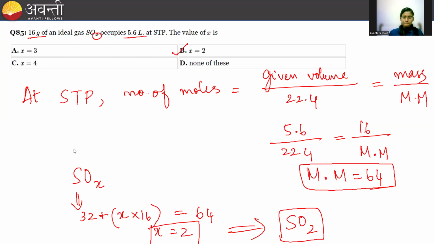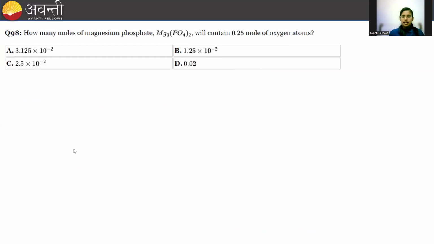Okay. Now moving on to question number 98. How many moles of magnesium phosphate will contain 0.25 mole of oxygen atoms? So again, we have to find out the number of moles of magnesium phosphate.